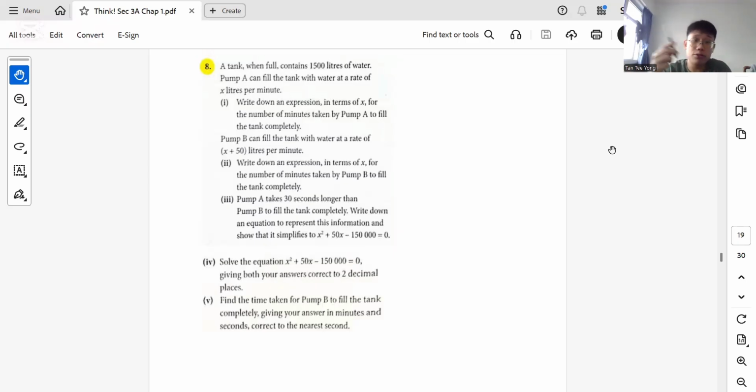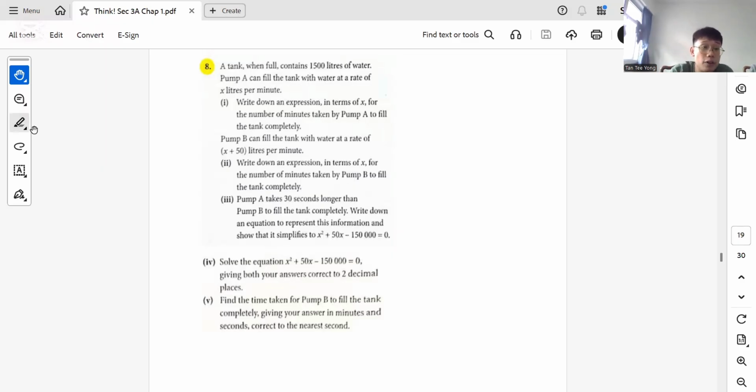Okay, guys, let's do question 8 together. So a tank when full contains 1,500 liters of water. So pump A can fill the tank with water at a rate of x liters per minute. So every 1 minute that goes by, x liters of water is contributed to the tank. So part 1, write down an expression in terms of x for the number of minutes taken by pump A to fill the tank completely.